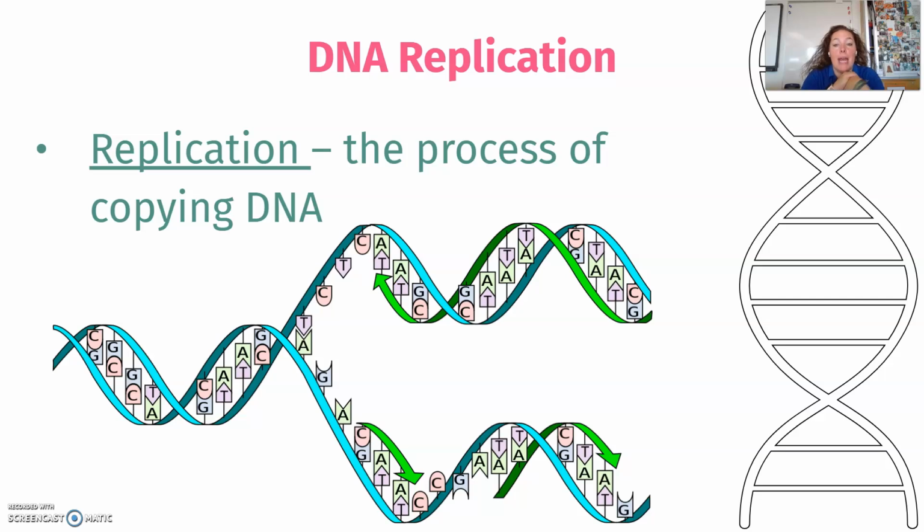We need to copy DNA before mitosis and before meiosis, which we haven't learned about yet, but those are the processes of making more cells. So we go through DNA replication before we make new cells. Without DNA replication, our new cells wouldn't have any DNA, which we know all of our cells need, the instructions for life.